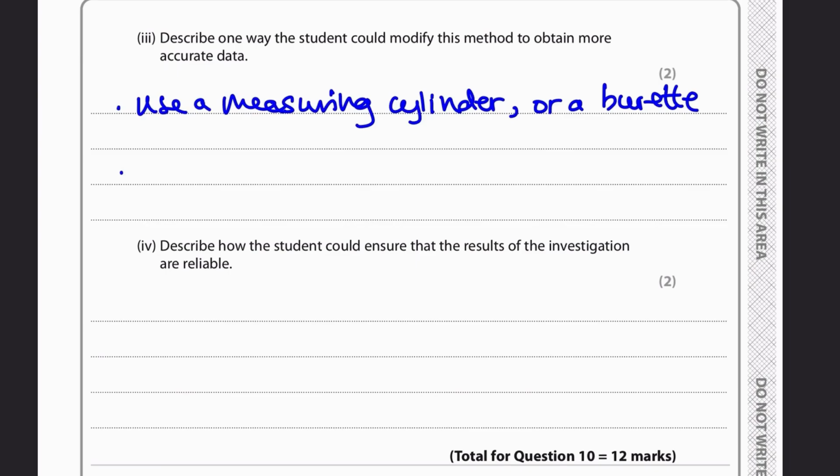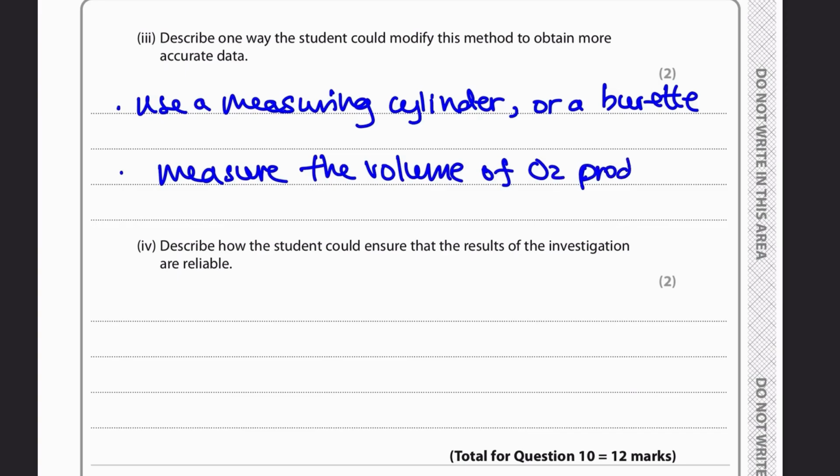Maybe you count too many, or you forget to see one because you blinked. So what's a better way to measure the oxygen produced? How do you measure volume of gas produced? You should do exactly that, measure the volume. Actually measure, quantify the volume of oxygen produced. And you can do that with the burette or the measuring cylinder.